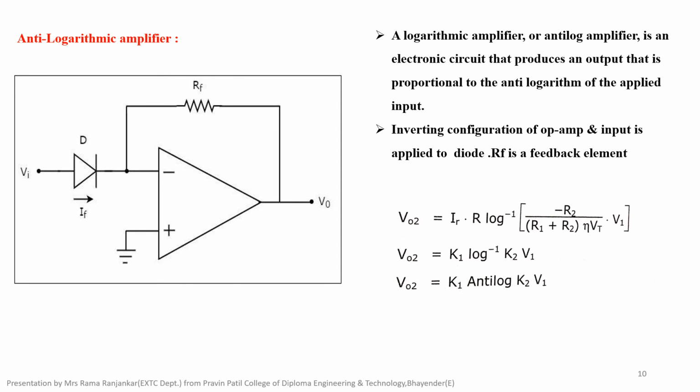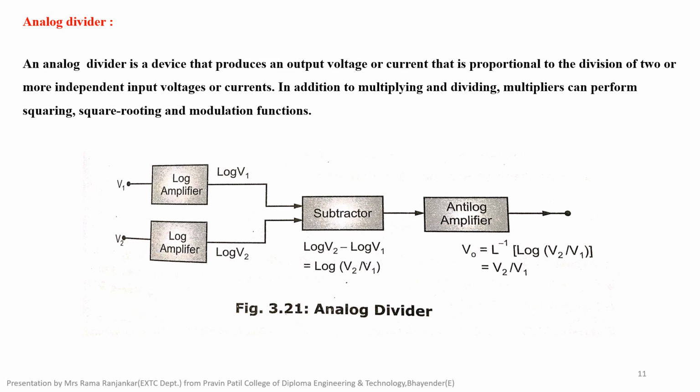Anti-logarithmic amplifier is an electronic circuit that produces an output that is proportional to the anti-logarithm of the applied input. It has an inverting configuration of the op-amp and the input is applied to the diode. RF is a feedback element and hence we obtain VO equal to IR into R times the log inverse, or anti-log, of minus R2 upon (R1 plus R2) eta into V2 into V1.